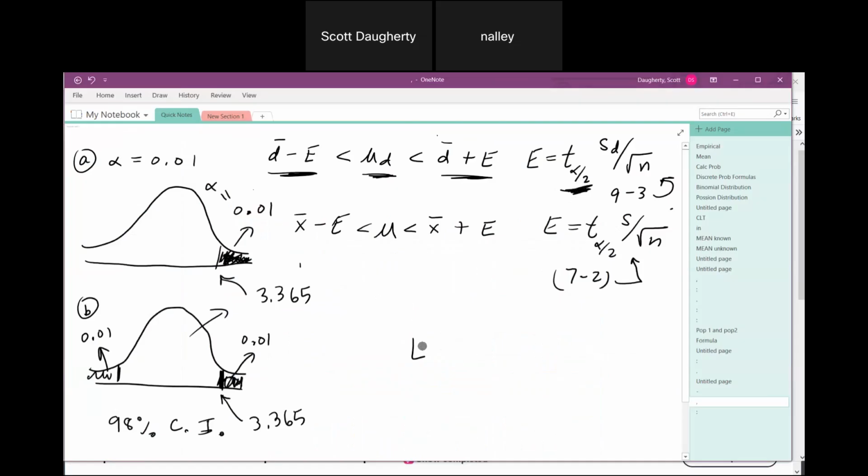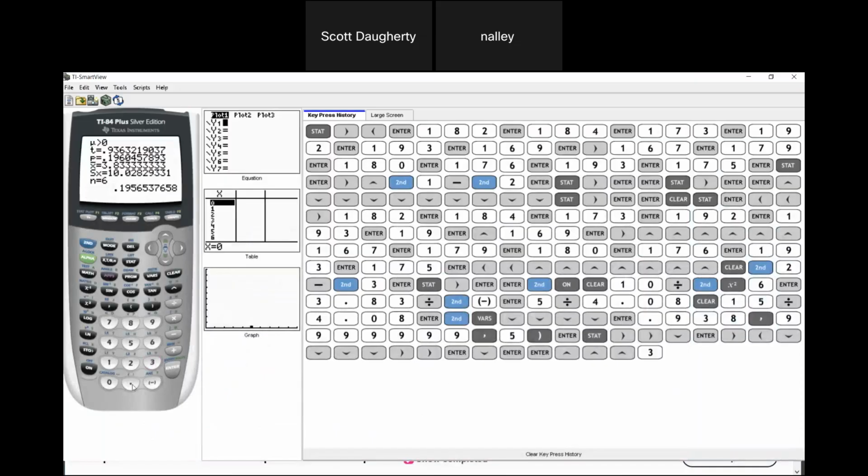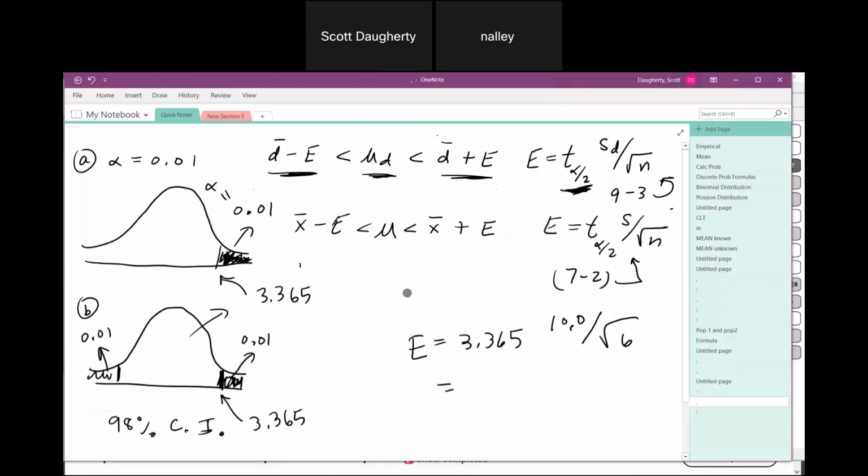So 3.365 times S sub D, which was 10.0, divided by the square root of the sample size, which was 6. And there's our margin of error. Okay, so the margin of error is about 13.74. I'm just going to round that off.